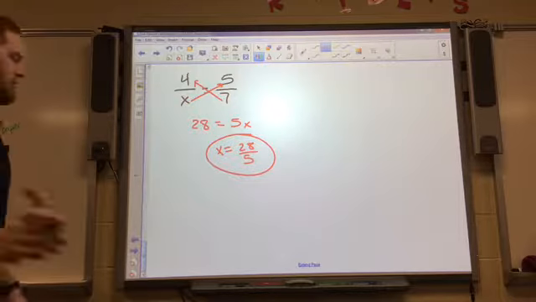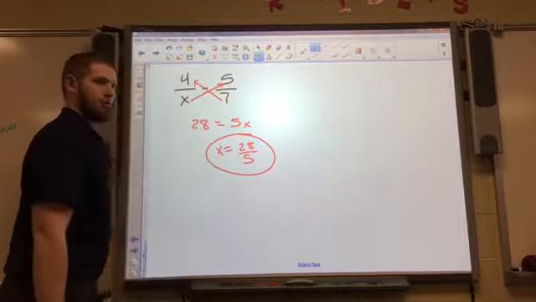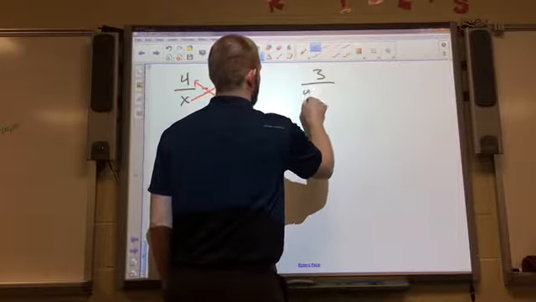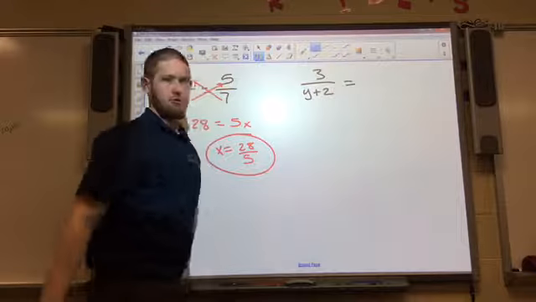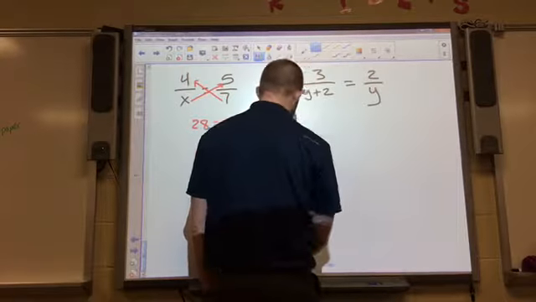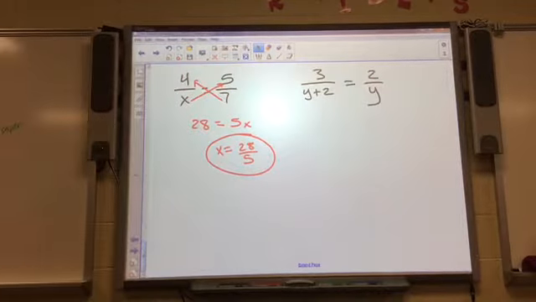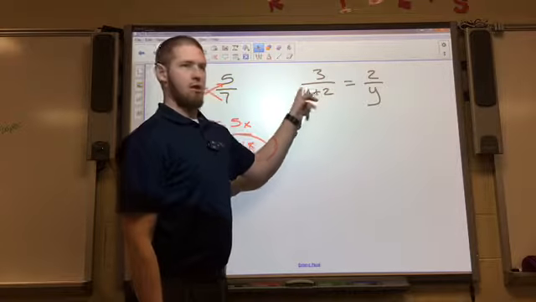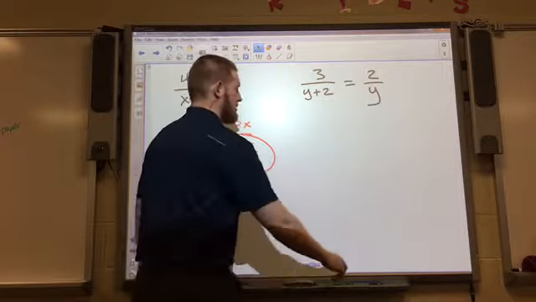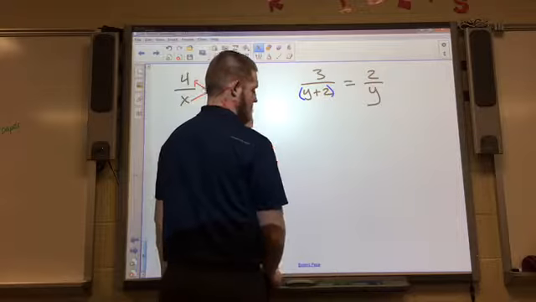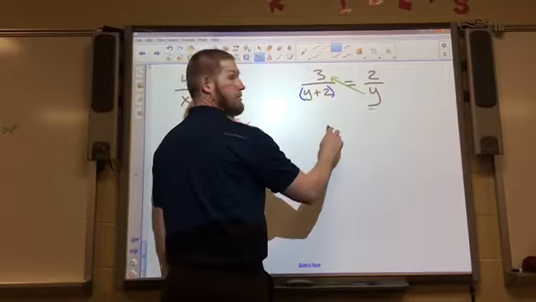Now there is one more we want to look at. You have to be very careful when you get one like this. I have 3 over y plus 2, so a little bit different than what we're used to, equals 2 over y. When I cross multiply this, you need to be very careful. This is all on the bottom, right? So you need to think of this as one term. Okay, so when I cross multiply, I get what here?